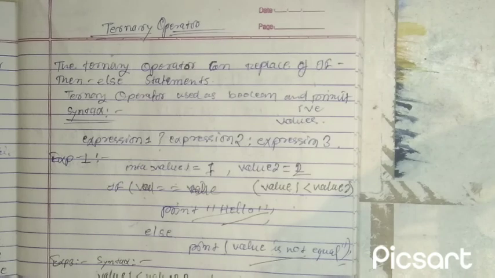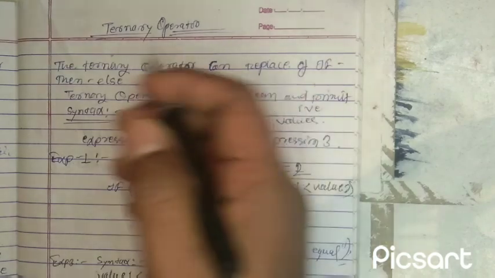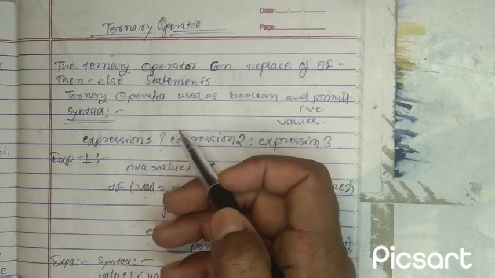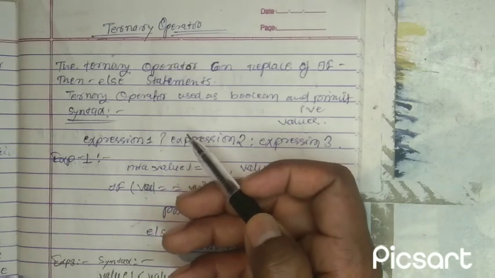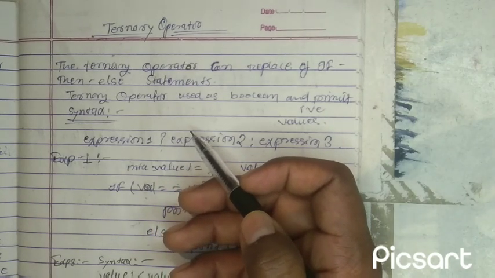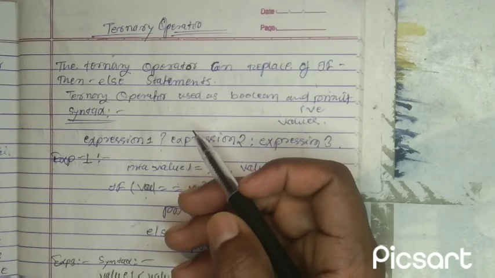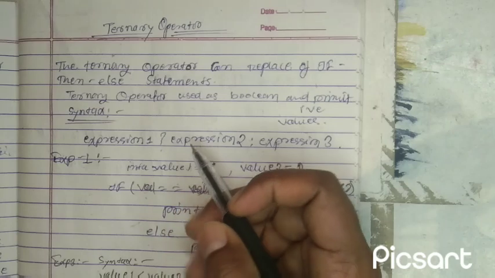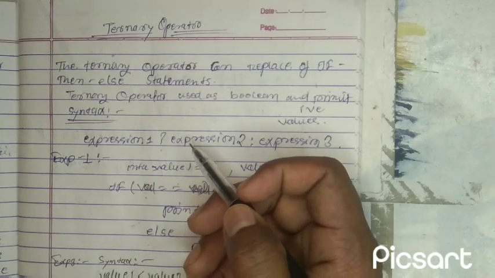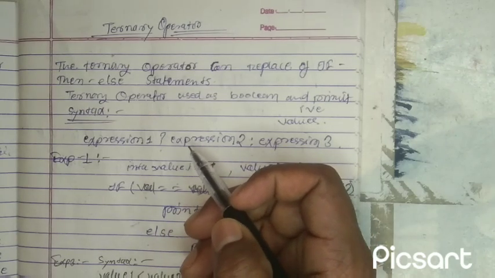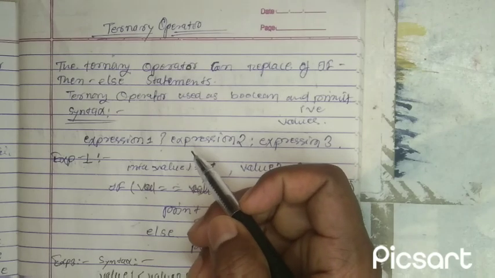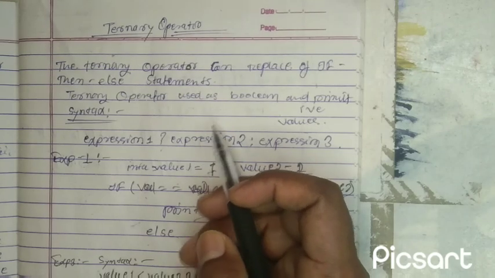Hey everyone, in this video I will talk about ternary operators. A ternary operator can replace if else statements. It's just a type, a part of the if else statements. It works as an if else statement, and is used to reduce lengthy code. So let's understand it.